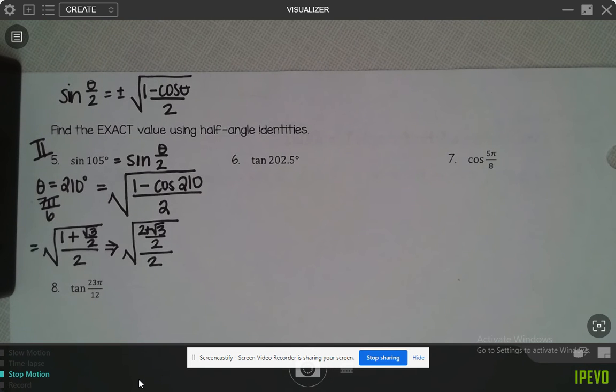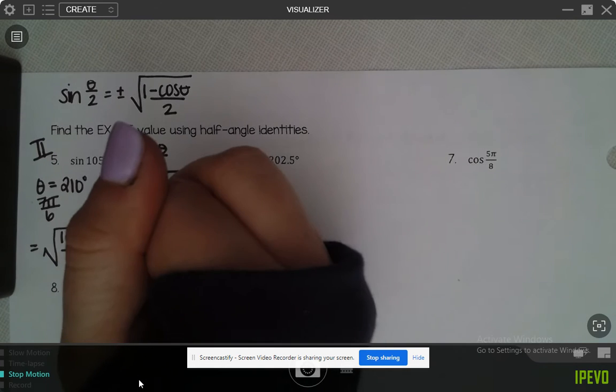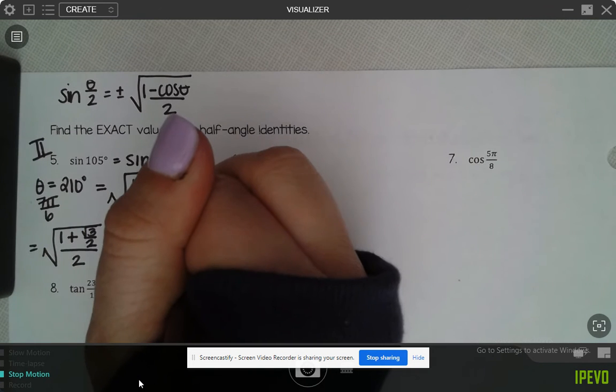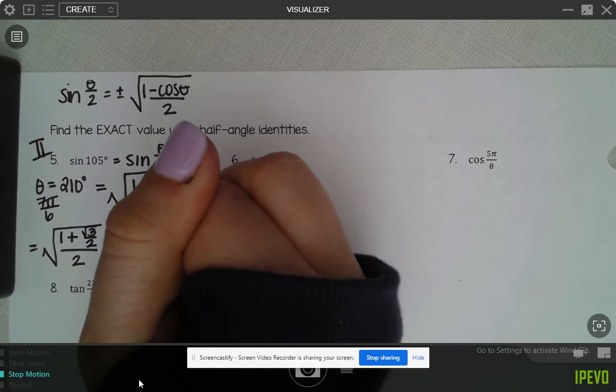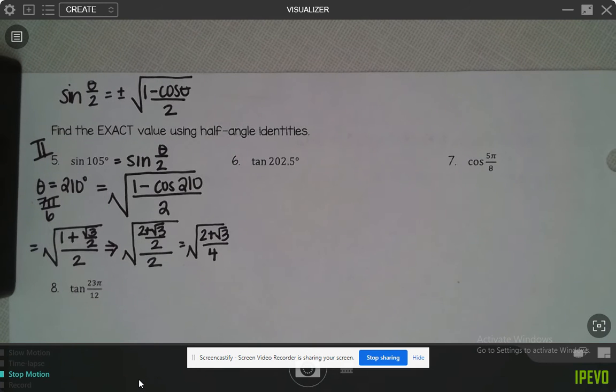Yes? Now what are you doing underneath the radical? Fraction divided by a fraction, correct? What do you do? Multiply by the reciprocal. So this now becomes the square root of 2 plus radical 3 divided by 4. Because it's 2 over 1, so 1/2 is the reciprocal. Yes?